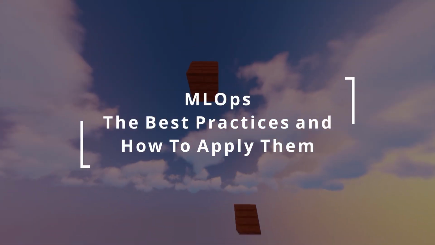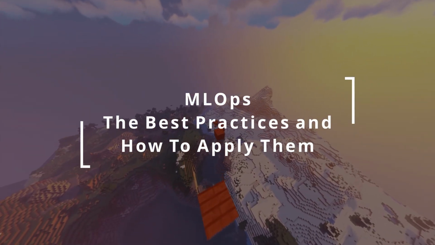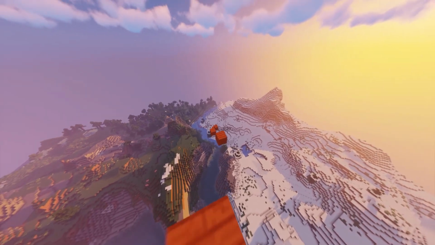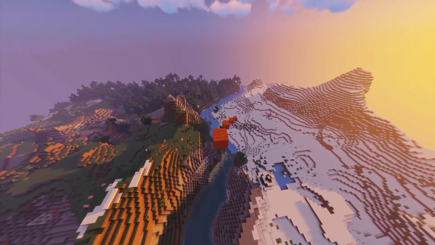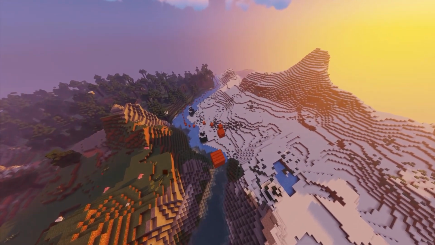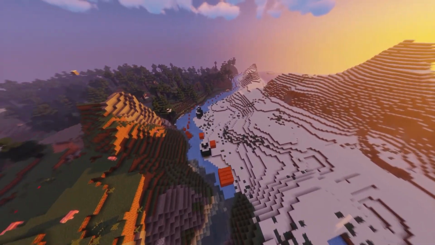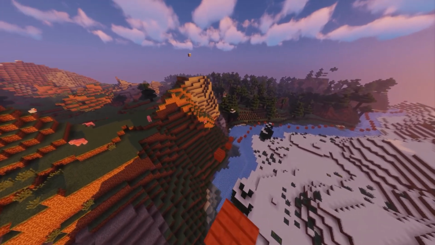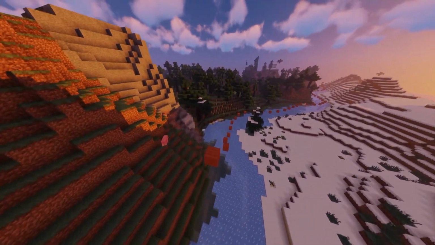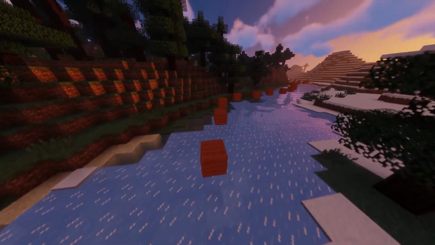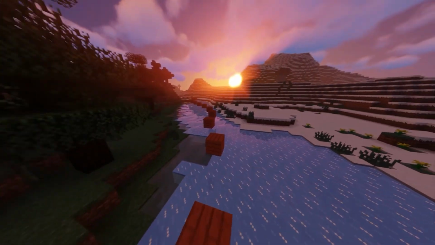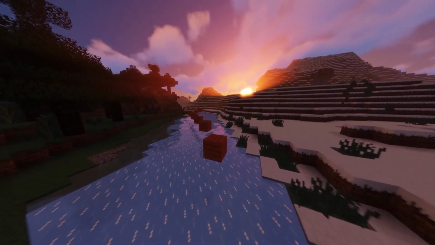MLOps, the best practices and how to apply them. Here are some of the best practices for implementing MLOps successfully. You're likely already familiar with machine learning and its uses in today's world. Artificial intelligence, AI, and machine learning, ML, have facilitated the development of intelligent software capable of accurately predicting outcomes and automating various jobs usually performed by humans.